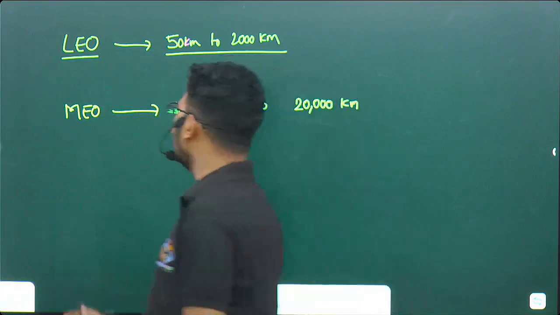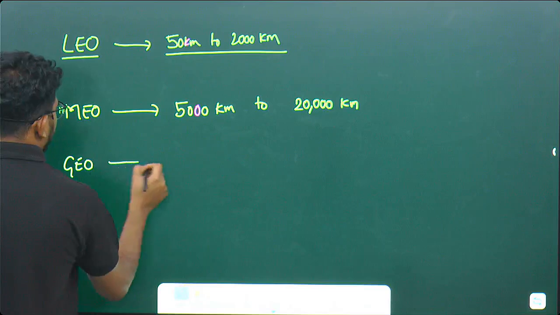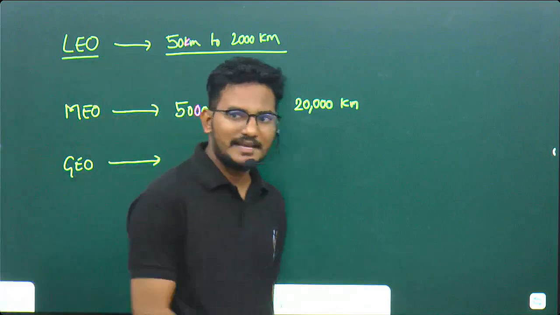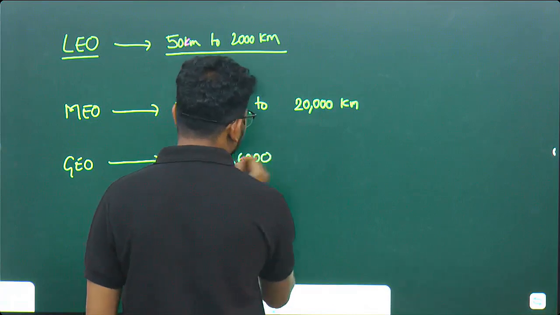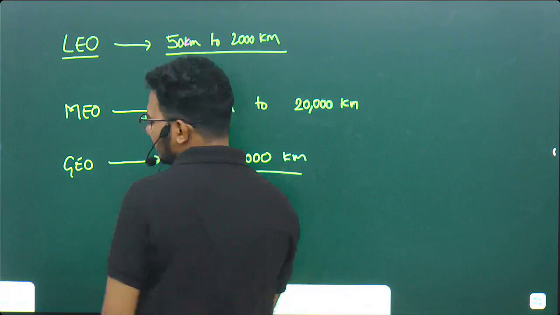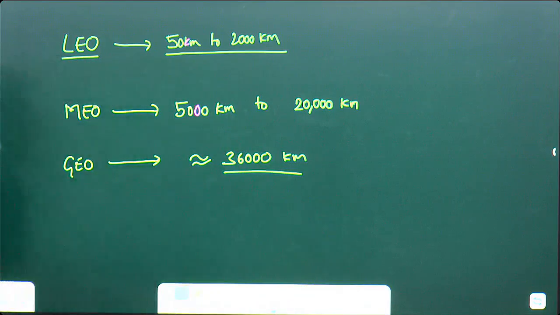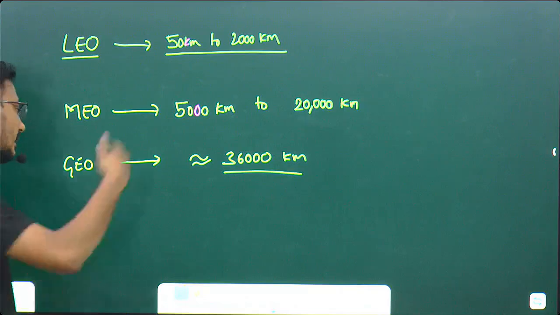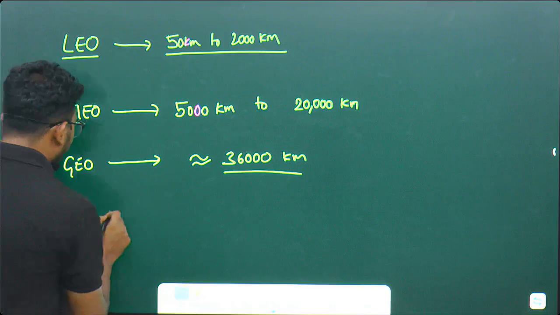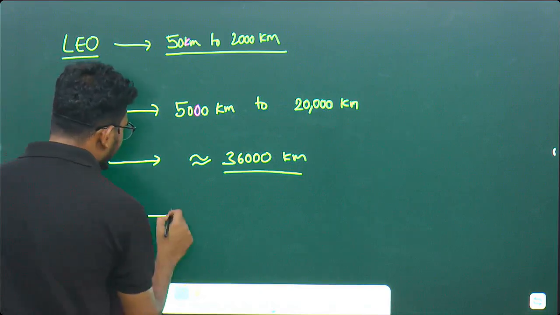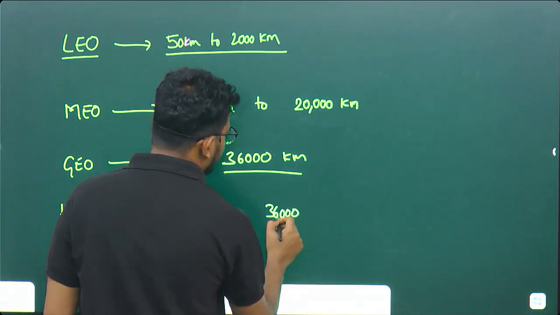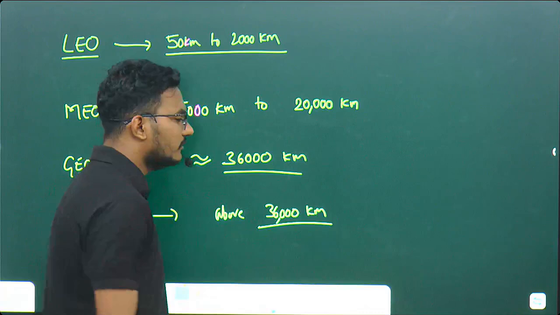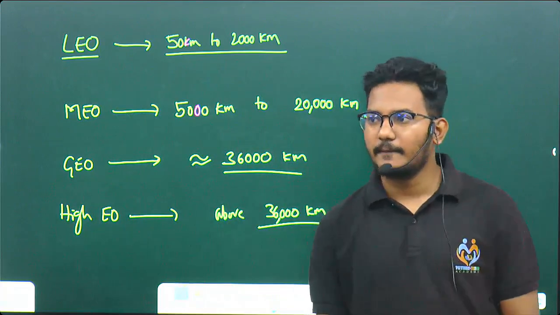Next, GEO, geostationary Earth orbit. If I am placing satellites somewhere at 36,000 kilometers, then it is called geostationary Earth orbit. Anything above 36,000 kilometers is high Earth orbit, or HEO.